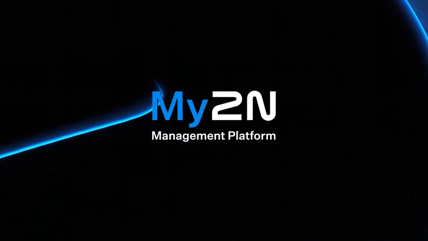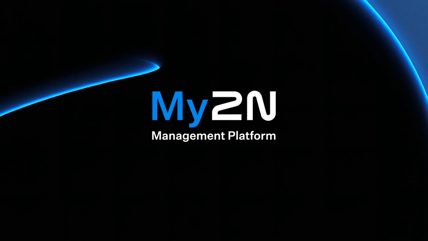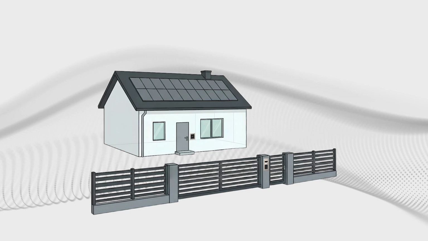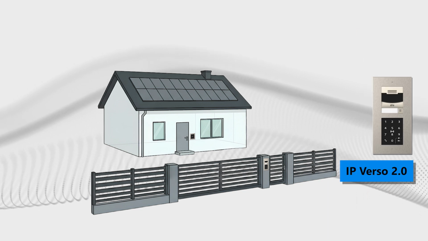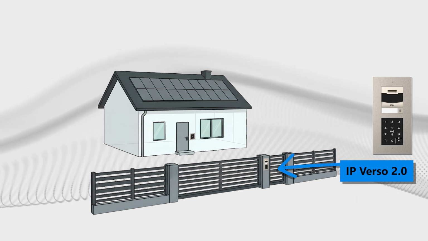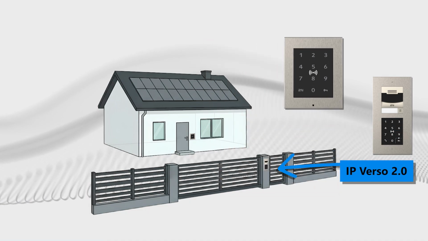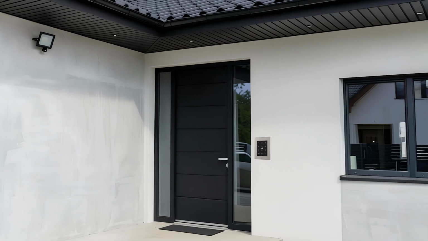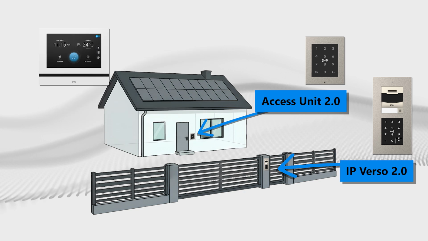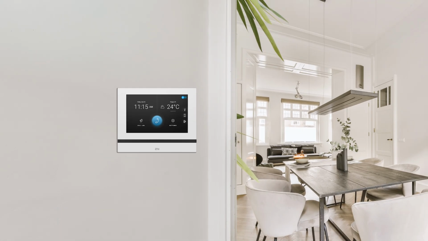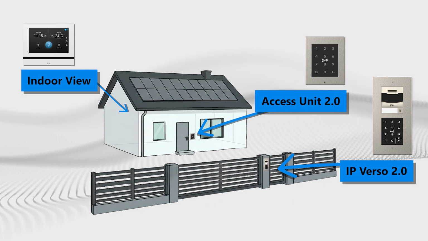In this video, I'll show you how to set up a complete 2N solution for a villa or a single-family home in just a few minutes using the My2N Management platform. Here is our setup. An IP Verso 2.0 at the gate, an access unit at the front door, and an indoor view inside. All devices are connected to the internet and ready to go.